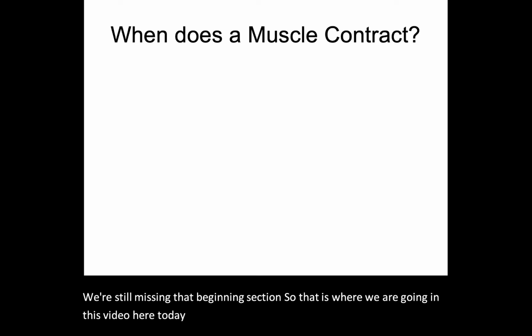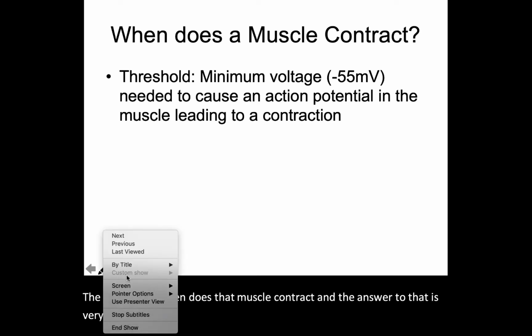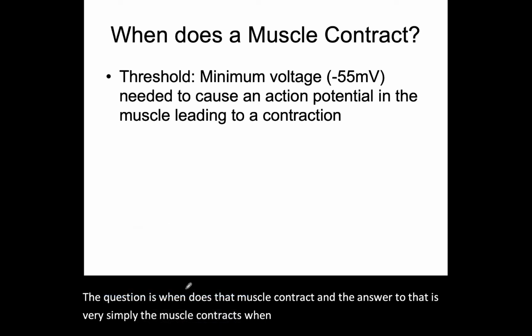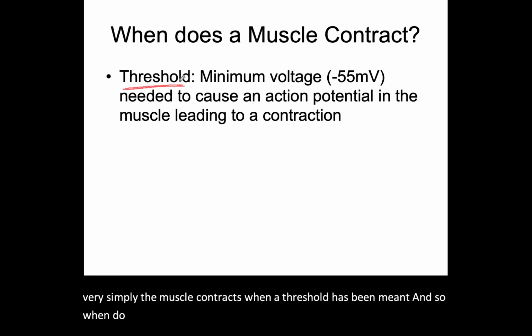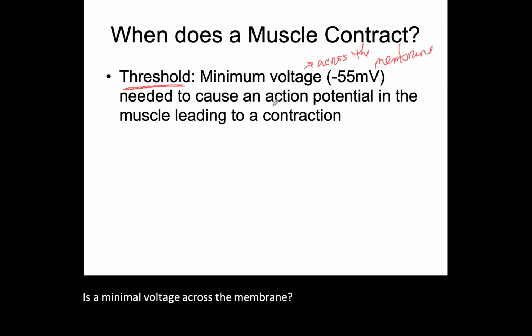And so the question is, when does that muscle contract? The answer is very simply, the muscle contracts when a threshold has been met. And so when do we meet that threshold? And what is that threshold? Well, the threshold is a minimal voltage across the membrane that leads to an action potential.